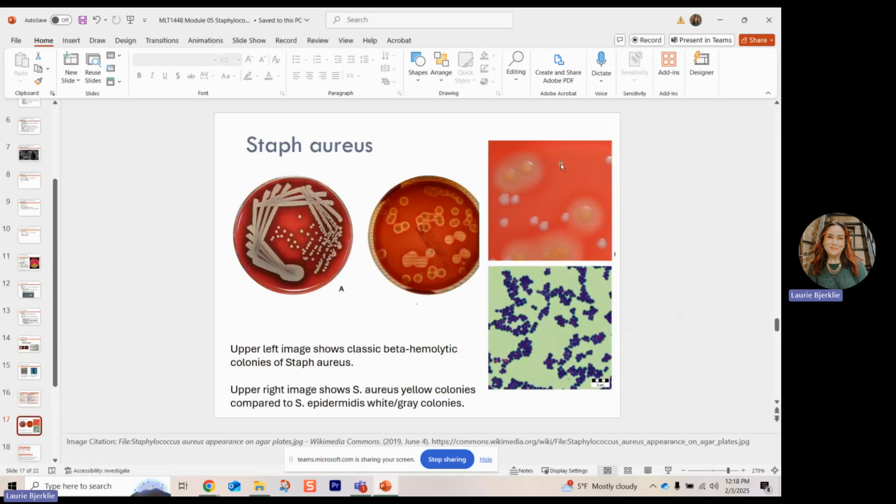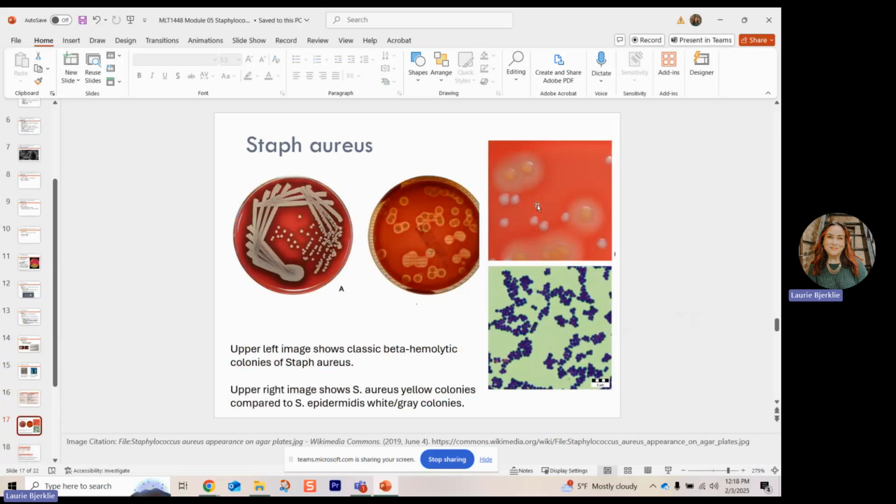In the upper right image over here, it's showing Staph aureus yellow colonies right here, compared to here's the Staph epidermidis white gray colonies. So that's a nice difference in the color tones. When we describe these, everybody's going to see color a tiny bit different. You just do your best description as possible. But you can definitely see these are medium to larger colonies.